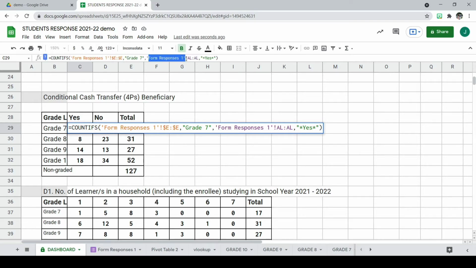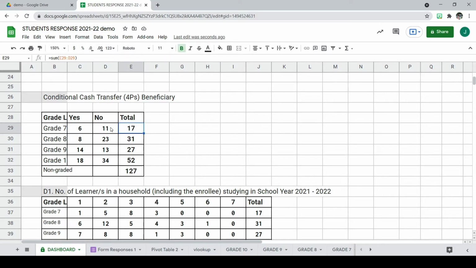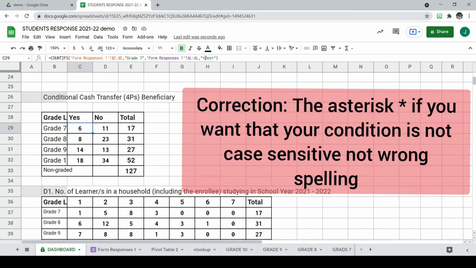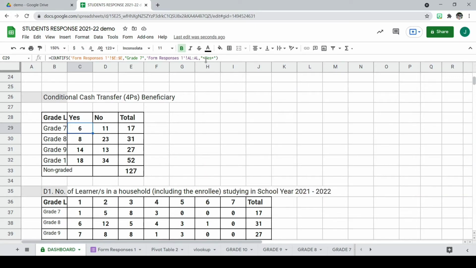This time it is AL. Anong AL man? Because sa column nga AL dito makita ang ilahang yes nga tubag. Pwede ra gihapon siya nga wala kaning asterisk. Gibutangan ko og asterisk kay para man siya kaning wrong spelling. Grabe sa yes ug no wrong spelling pa. So pwede ra na siya, okay na. So the same thing ra gihapon.